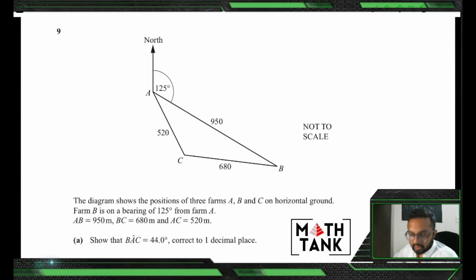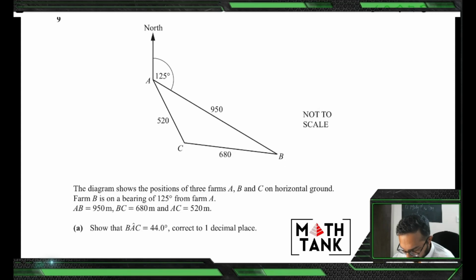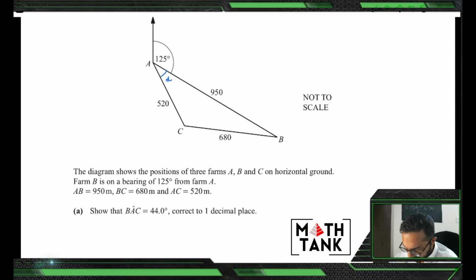Okay, moving on to the next question on trigonometry. The diagram shows the positions of three farms A, B, and C that lie on horizontal ground. Farm B is on a bearing of 125 degrees from farm A. AB equals 950, BC equals 680, and so on. All of these are in meters. Show that BAC. So I'm asking you to prove to me that this angle is 44.0 correct to one decimal place.